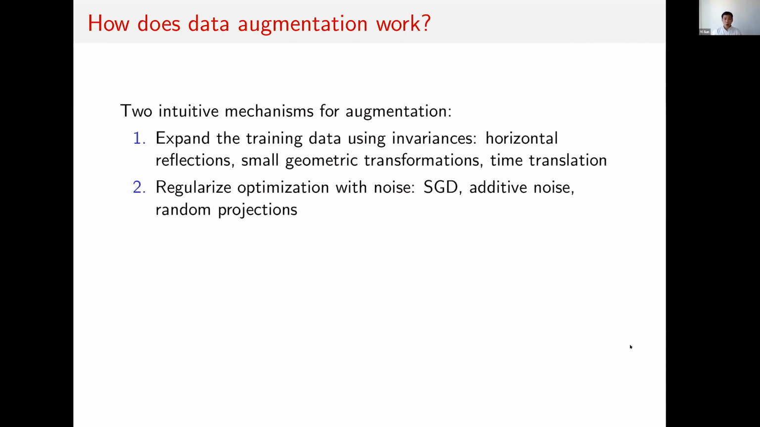So if we think about what data augmentation is doing, there are two types of things which come up. The first is augmentations like horizontal reflections, small geometric transformations, and time translations, which appear to leverage approximate invariances in the data distribution to expand the span of the training data. A second class of augmentations, such as additive noise or random projections, seem to inject noise into the optimization procedure, and there's the belief that this will regularize the optimization trajectory.